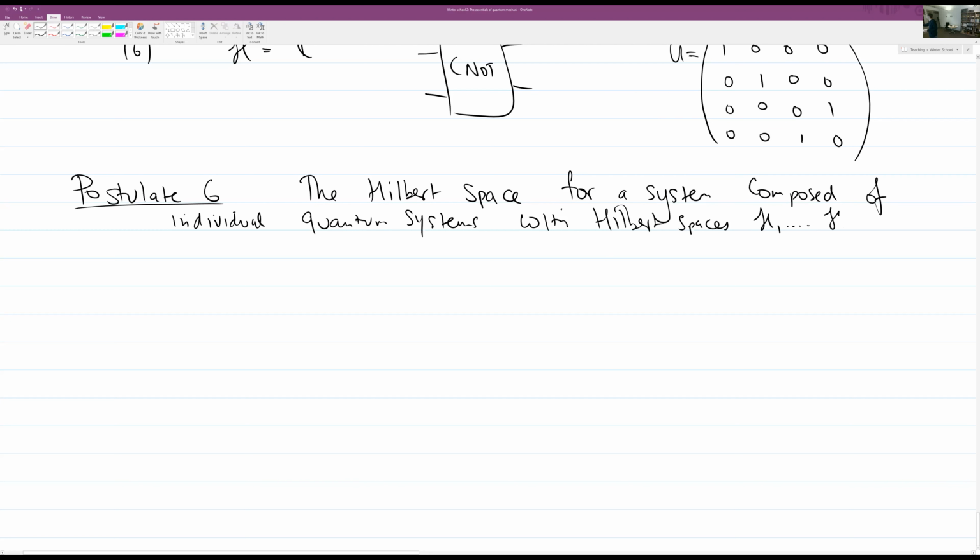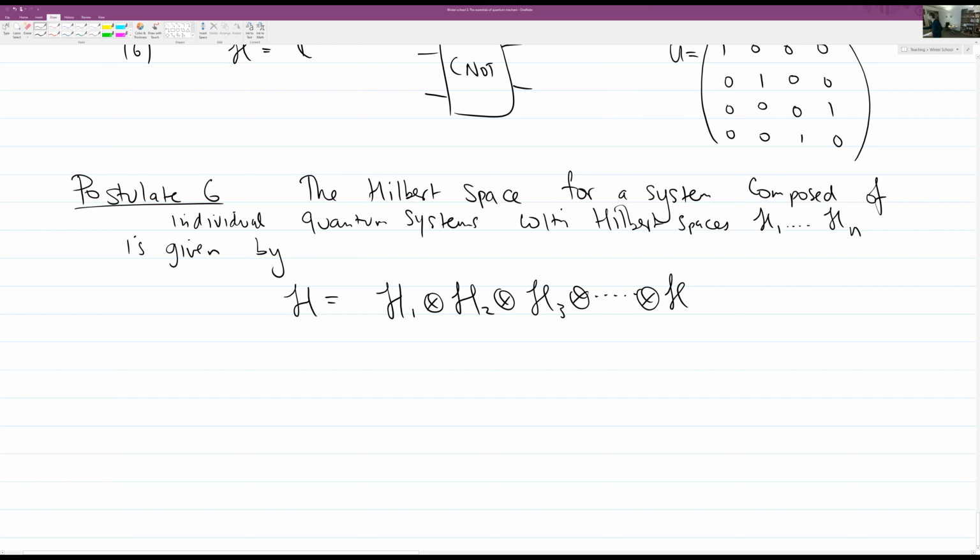So you've got a bunch of your favorite quantum systems. They're each modeled separately by a Hilbert space. What's the correct Hilbert space to assign to the compound system? The answer is H is given by H1 tensor, the scary symbol, H2 tensor, H3 tensor, and so on, all the way up to HN.